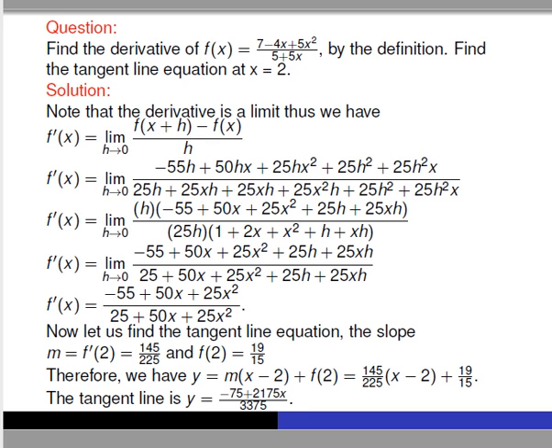Now let us derive the tangent line equation. It is worth noting that the main step in finding the tangent line is the computation of the slope. The slope in this case is f prime of 2, which is the fraction 145 over 225. Using the point slope form we obtain the tangent line, which is y equal to the fraction minus 75, plus 2175 times x over 3375.